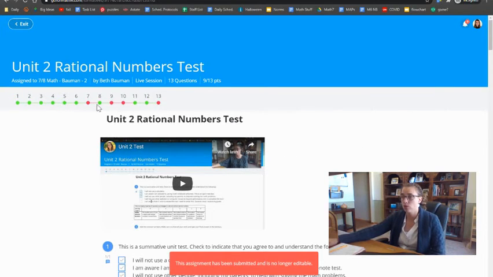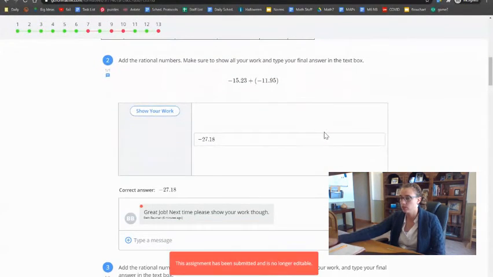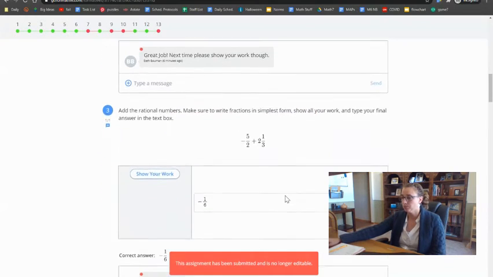Up here is an overview. The red are the ones you got wrong, green are correct. When you scroll down, for instance this first one here, here's my answer, and now it says the correct answer. My answer was right. It also shows any notes or comments. If you got it wrong, I usually try to give you a hint as to what happened or give you some feedback, so there should be quite a few notes on there. Like here it says, great job, next time please show your work though. So I didn't show any work, and I need to do that next time.